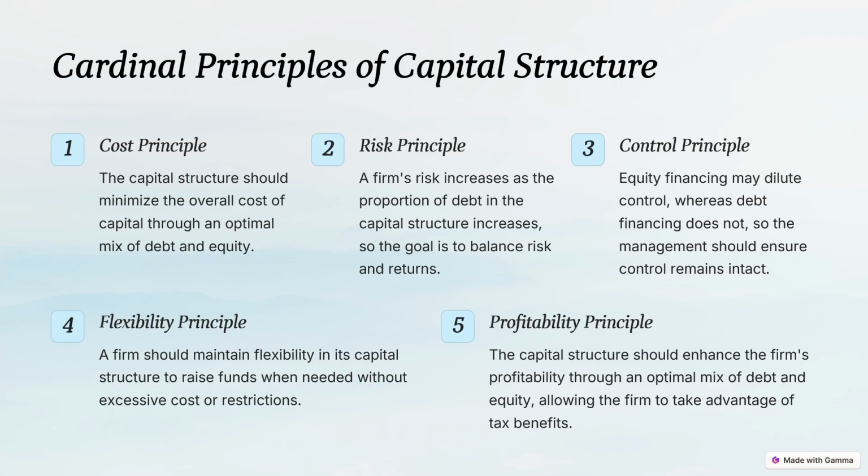Moving on to the profitability principle, profitability is maximized when debt is used to a level that optimizes tax benefits without creating excessive financial risk. For instance, companies in the manufacturing sector such as Ford often utilize a mix of debt and equity. Ford leverages debt to reduce taxable income through interest payments while balancing debt levels to ensure profitability remains stable.